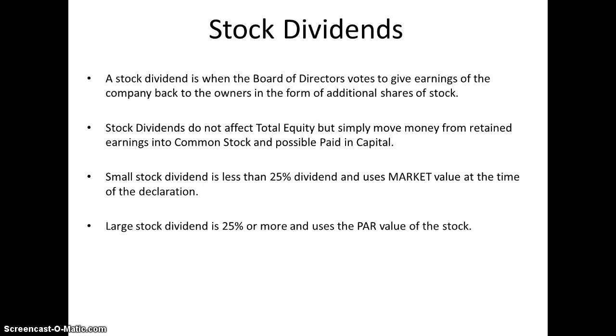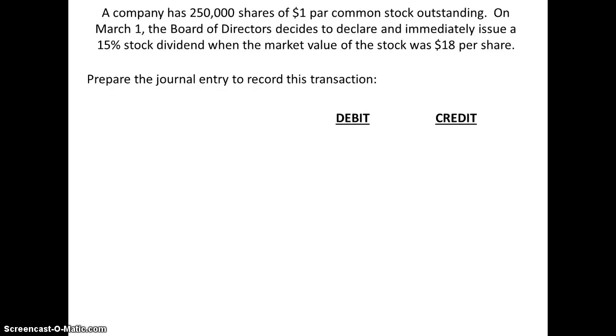Let's look at some examples. The first one, a company has 250,000 shares of $1 par common stock outstanding. Remember, dividends are always calculated based off of shares outstanding. On March 1st, the board of directors decides to declare and immediately issue a 15% stock dividend when the market value of the stock is $18 per share. Since the amount of the stock is 15%, that makes it a small stock dividend, and we will record in retained earnings using the market value.